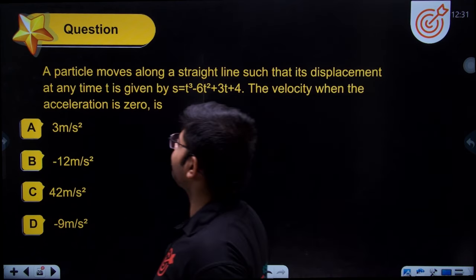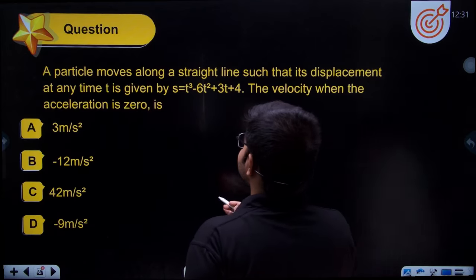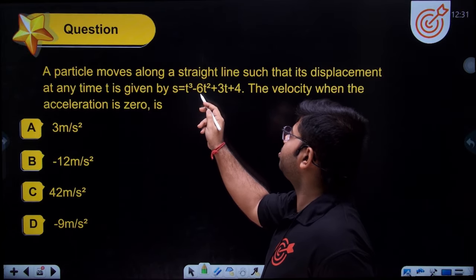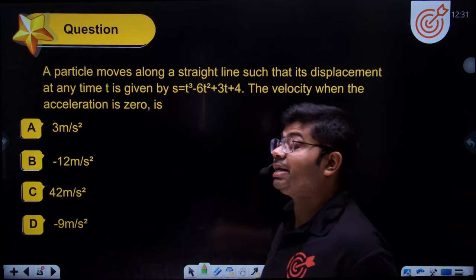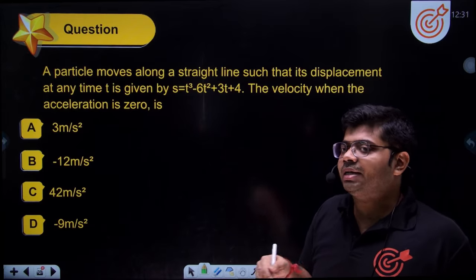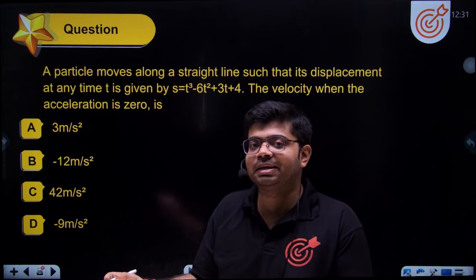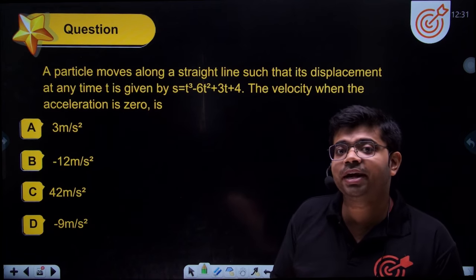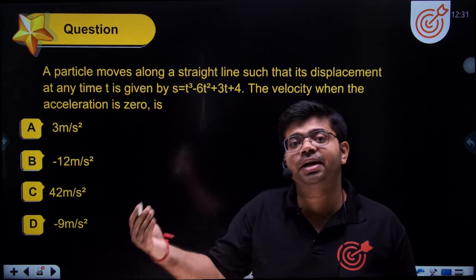So the problem states a particle moves along a straight line such that its displacement at any time t is given by s is equal to t cube minus 6t square plus 3t plus 4. The velocity when the acceleration is 0. So the point is the acceleration is 0. So we have to reach up to the acceleration equation. From the acceleration equation, we will get the time when the acceleration is going to be 0. That time we are going to put in the velocity equation. Let us see.